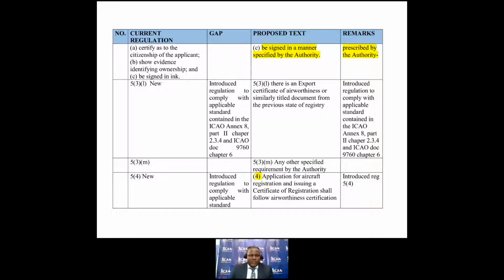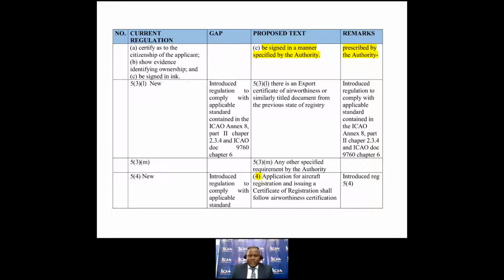We have also introduced Regulation 5.3 Part M, in which we have introduced any other requirements specified by the authority. So you may bring a list of requirements, but the authority may require any other document or any other requirement. We have also introduced sub-regulation 4 to become 5.4, which is introduced to comply with applicable standard.